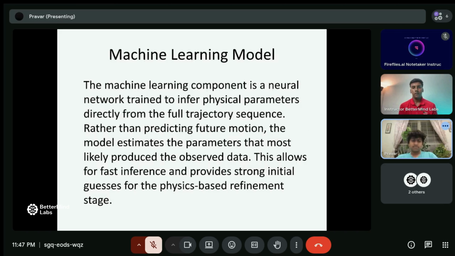Understood. And the ML model estimates the parameters that created the data. It's just expanding on the last slide. This is where the initial guess comes from. The initial guess comes from the ML model, but then it uses math to optimize it in the next step. That's the difference. Oh, understood.